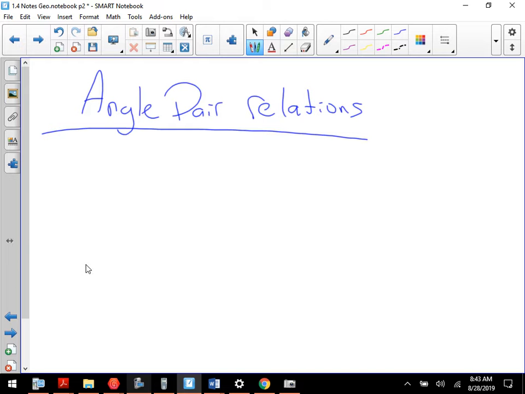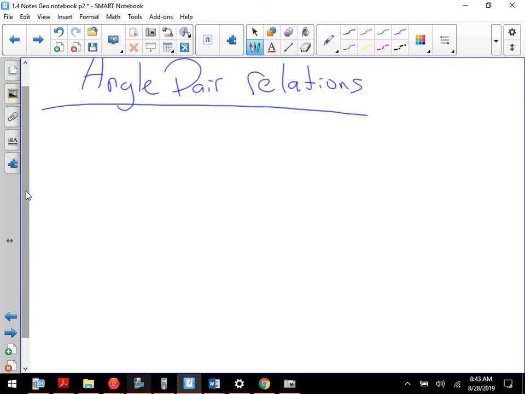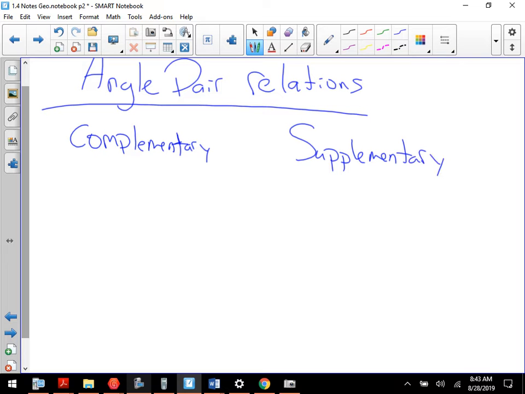Anyway, so we go back to the angle pair. This is going to deal with certain types of angle pair relationships, and I think two of these you guys have all seen. One of them is called complementary. And then supplementary. We have complementary angles and supplementary angles. What comes first in the alphabet, complementary or supplementary? Complementary. What comes first in the number line, 90 or 180?